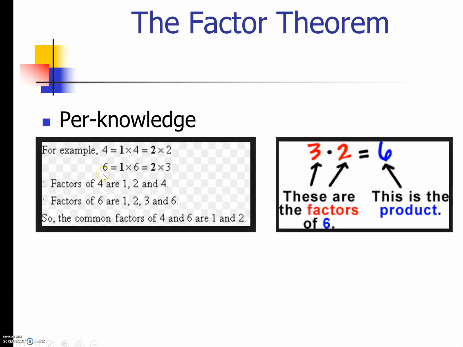Similar to that, to find the factors of 6, we know that 1, 2, 3 and 6 are factors. 2 times 3 gives you 6 and 1 times 6 also gives you 6. I want you to have a clear understanding that when you multiply two numbers, it gives you the product. And in this example, 3 and 2 are factors of 6.